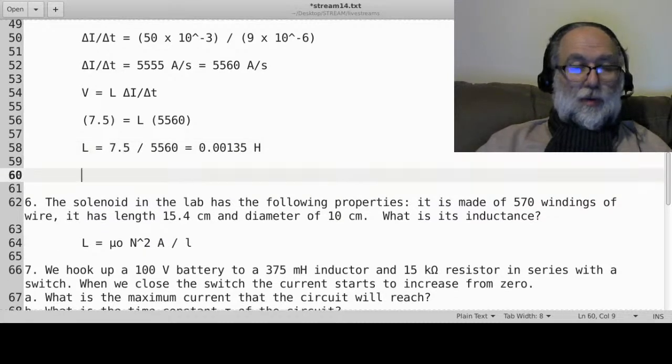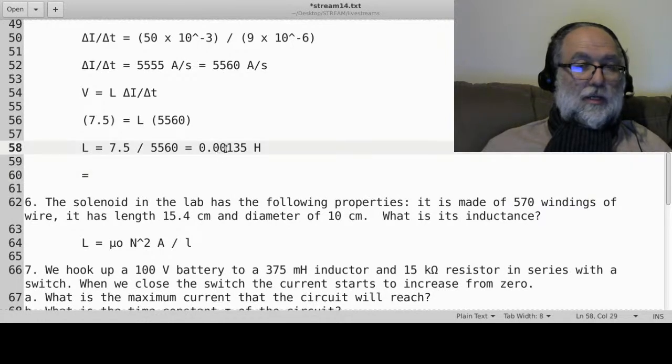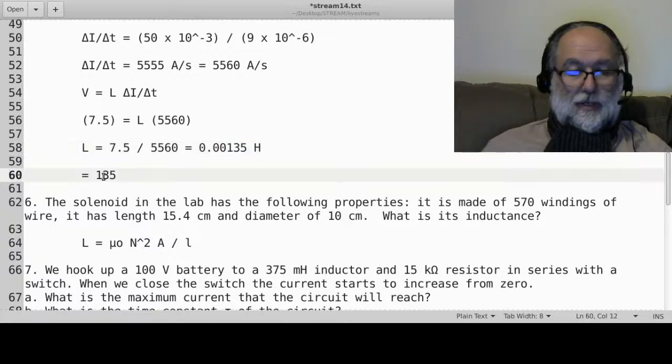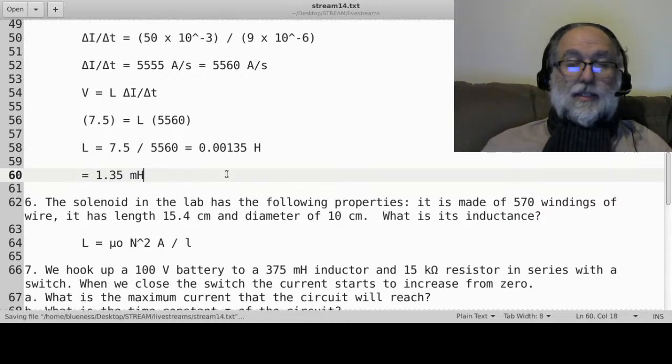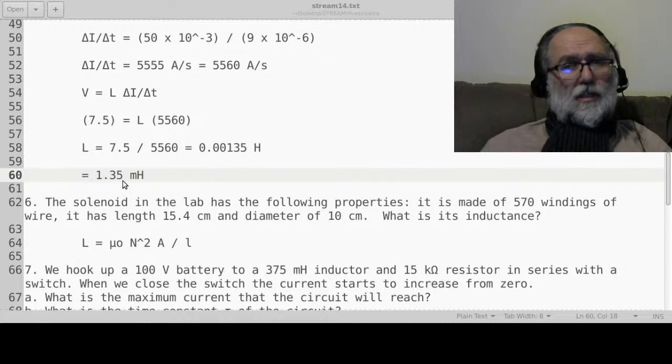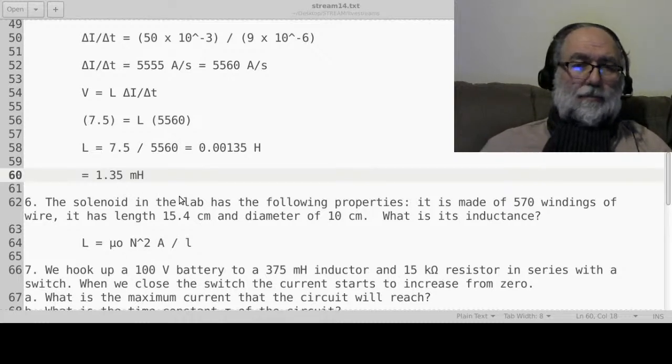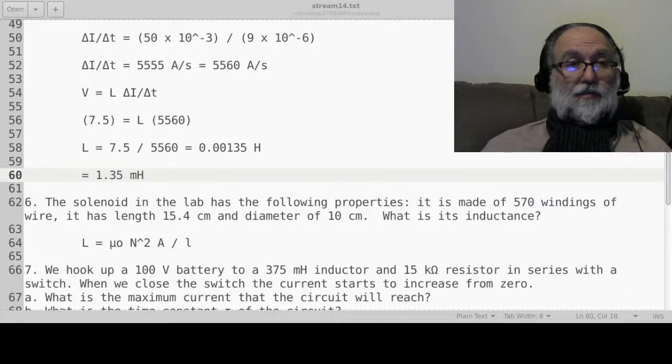And on a test, you probably would not see it that way because I would move the decimal over to 3. 1, 2, 3. So 1.35 millihenries. Okay, and this is not an atypical number for an inductor. It's a good size inductor, but you can easily make an inductor of that size in the lab. So there you go, and this is just directly using the definition of inductance.